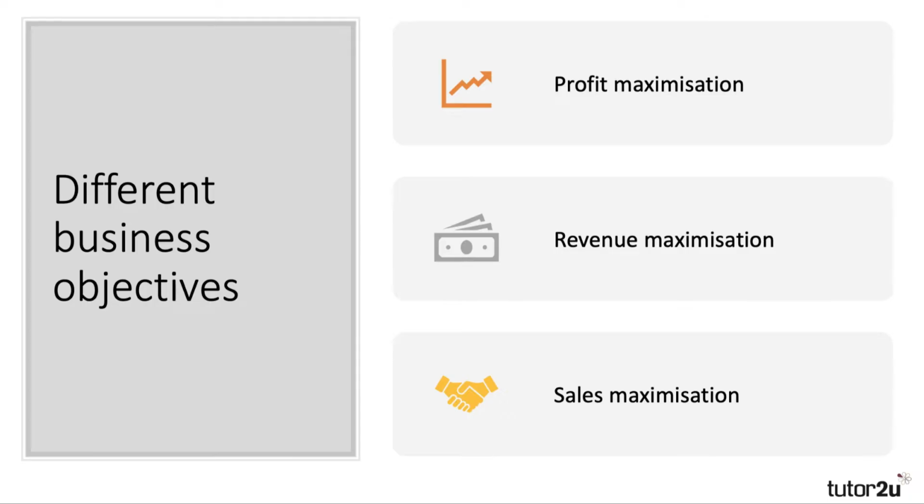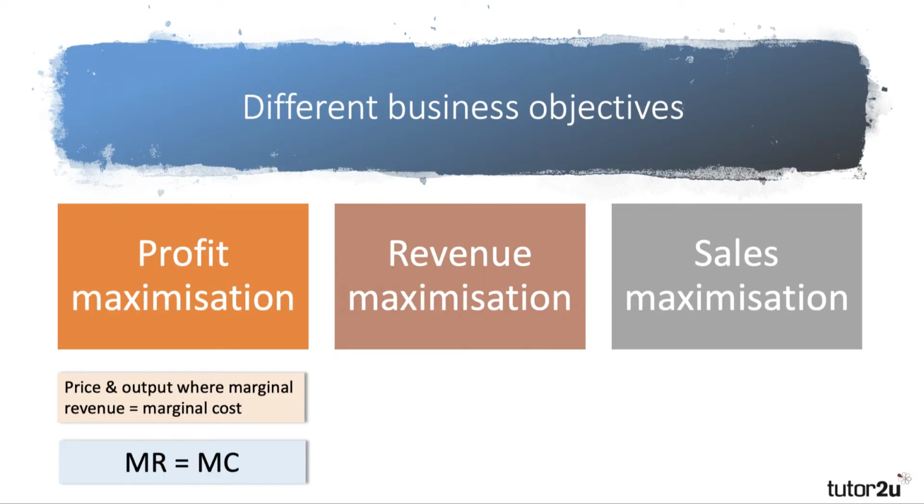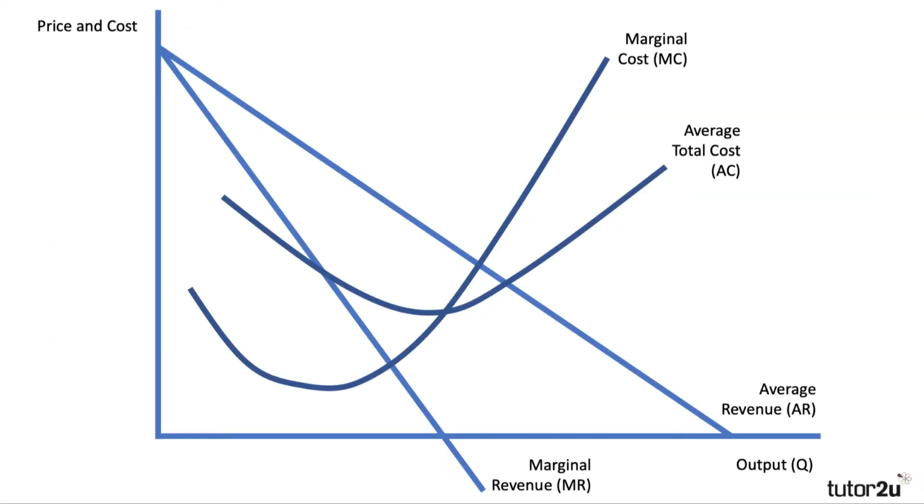Now, hopefully this is revision for you. If you haven't been through this before, then take a moment to go back through your theory of the firm notes in year 13. A firm that aims to maximize profit will choose the price and output combination where the marginal revenue equals the marginal cost. The cost of the next unit produced is just equal to the revenue you get from selling the extra unit. MR equals MC. So we're looking here for the intersection. There it is, between marginal cost and marginal revenue.